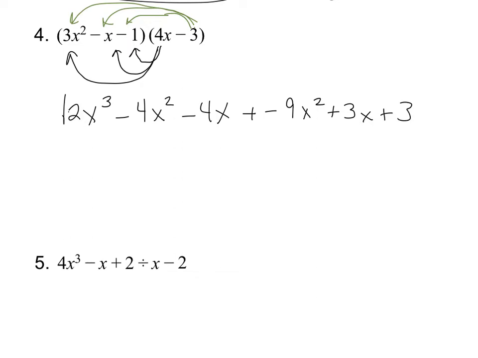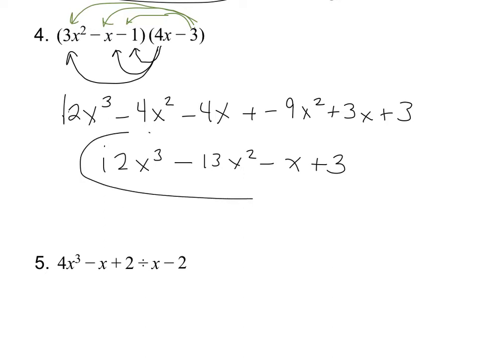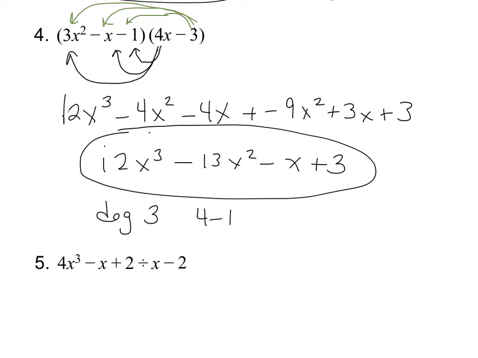And now I'll simply just put together some like terms, which in this case would be the squares and the first degree terms. So 12x cubed stays. Negative 4 to negative 9 is negative 13x squared. Negative 4x plus 3x is negative 1x, and then plus 3. So this turns out to be a degree 3. In this case, it would be a 4-term polynomial, because there are 4 terms.